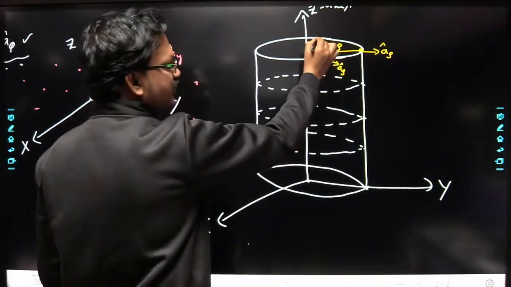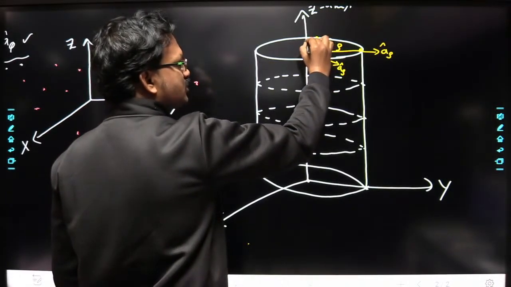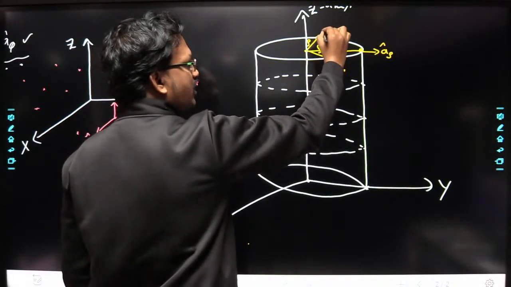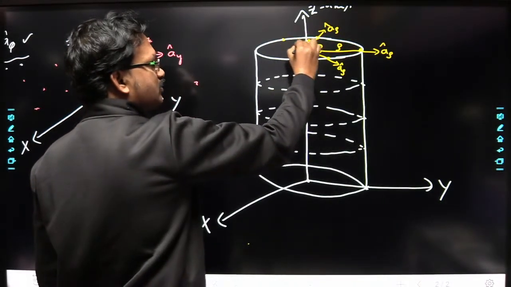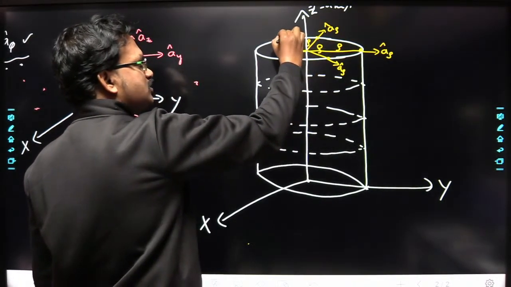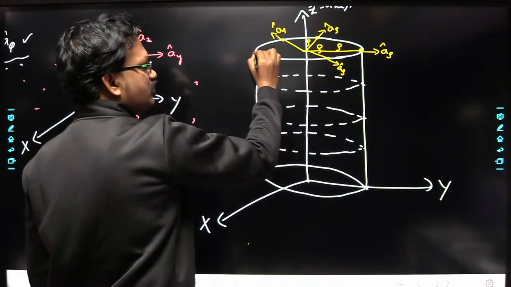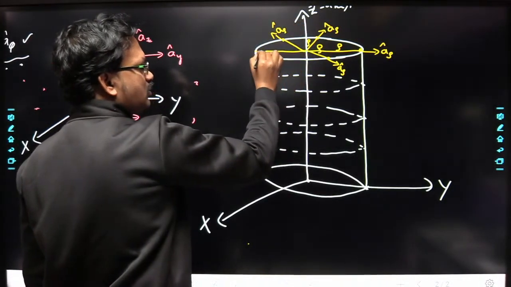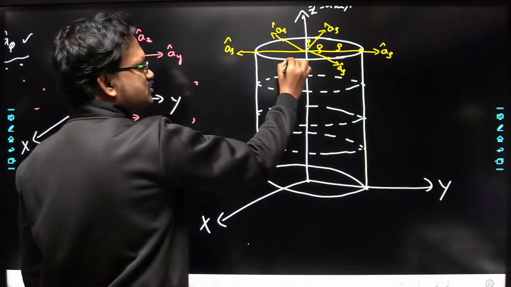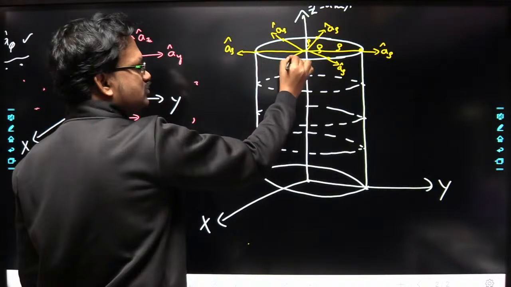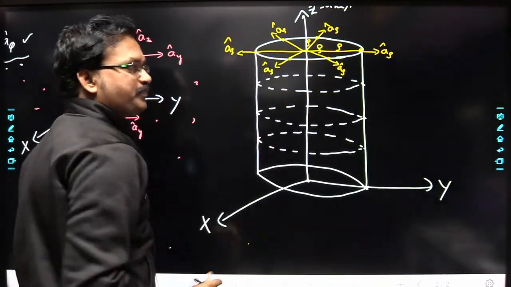Similarly, if I consider some point here, the normal distance from this axis to this point is nothing but rho. The direction of Aρ cap is going to point in this direction. Now at this point, rho is going to point in this direction, so Aρ cap is pointing in this direction. If I consider this point here, Aρ cap is going to point in this direction. If I consider some point here, this is rho, so Aρ cap is going to point in this direction.